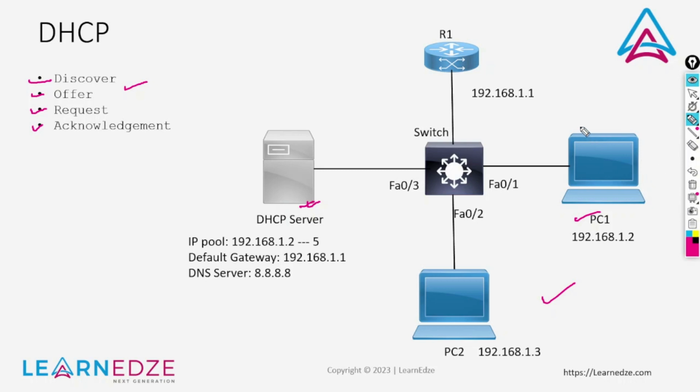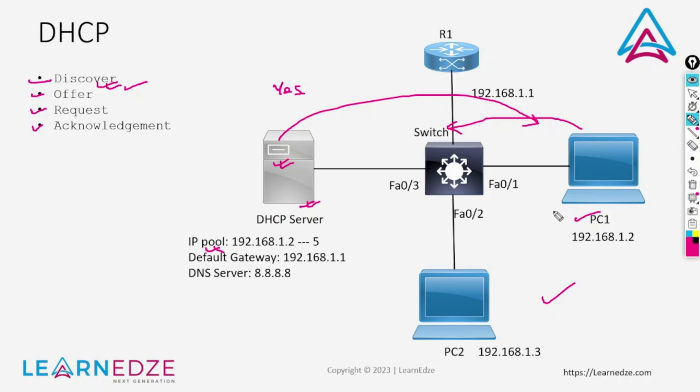In the first step, PC1 will send one discover message, which will be a broadcast message in its local subnet, asking, hey, is there any DHCP server out there who can lease me an IP address? This broadcast message will be flooded over all the devices in its subnet. When this discover message reaches the DHCP server, the server will reply with an offer saying, yes, I am a DHCP server and my IP pool range is this, so I can give you an IP address from my address pool.